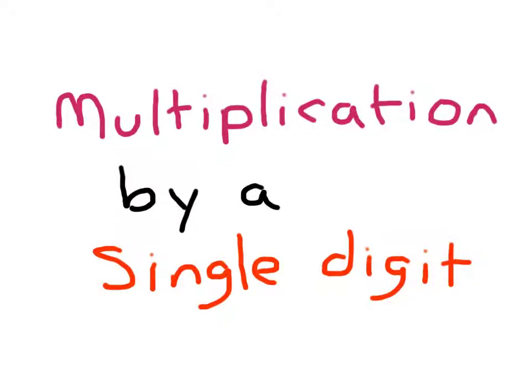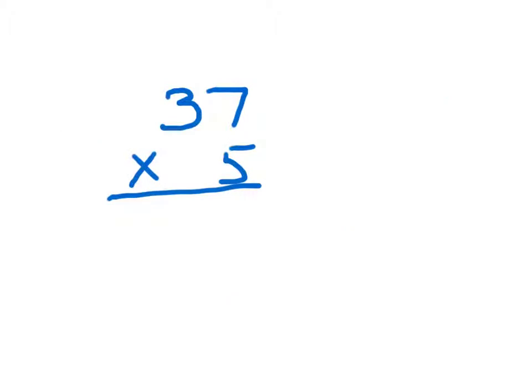In this lesson, we're going to multiply by a single digit. As you can see here, we have the problem 37 times 5. 37 and 5 are both factors of this problem, whereas the answer to a multiplication problem is called a product, and so we're figuring out the product.